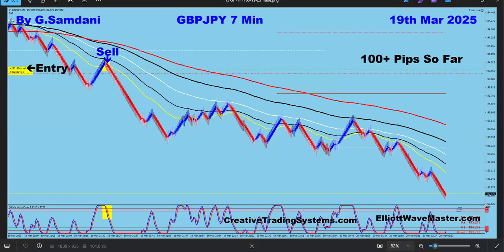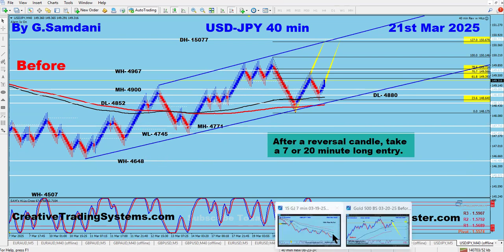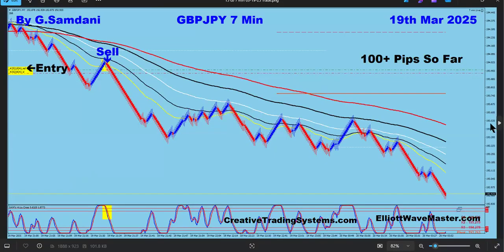Right. I have my 40-minute charts, by the way. They show me the direction, the changing turning point. See, long from here, then short from here, then long from here, then long from here, and short from here, right? So based on that, I take the entry on the 7-minute chart. That's how it is. 7 or 20, whatever comes first. All right, so this is how it is.